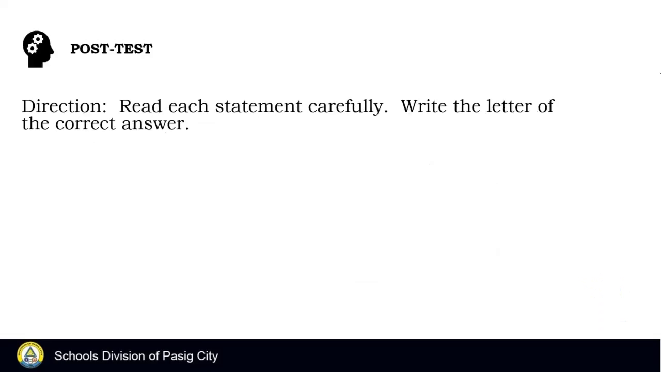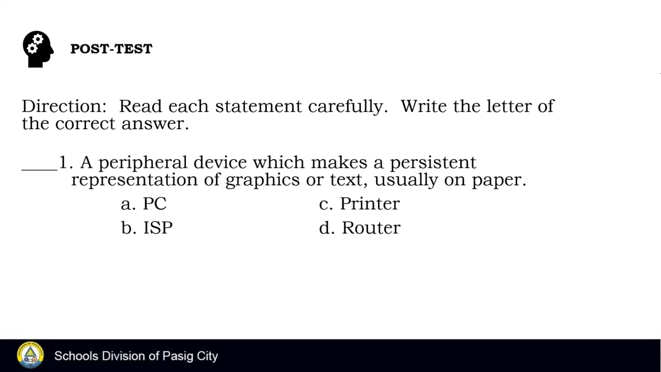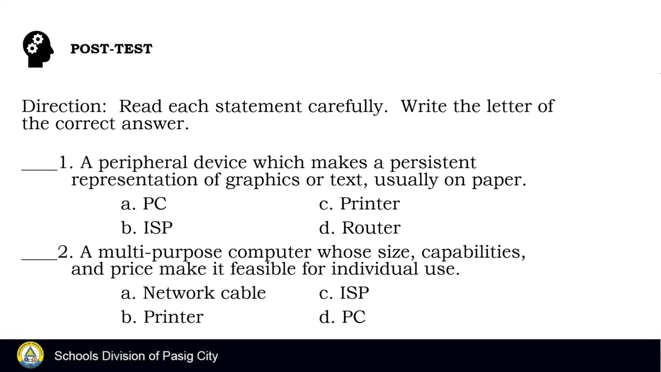Post-test. Direction, read each statement carefully. Write the letter of the correct answer. Number 1, a peripheral device which makes a persistent representation of graphics or text, usually on paper. Number 2, a multi-purpose computer whose size, capabilities, and price make it feasible for individual use.